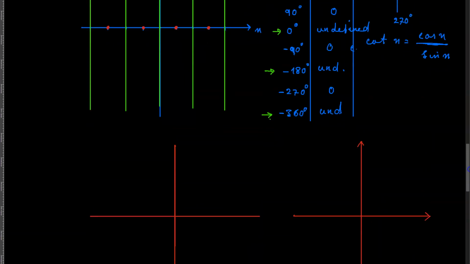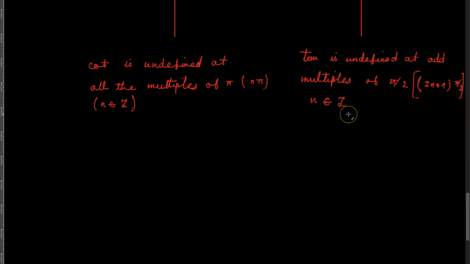Odd multiples of pi by 2 are basically, for example, you can go in the positive direction, you'll get pi by 2. You will get 3 pi by 2. You will get 5 pi by 2, and so on and so forth. In the negative direction, you are undefined at negative pi by 2, negative 3 pi by 2, negative 5 pi by 2, and so on and so forth.